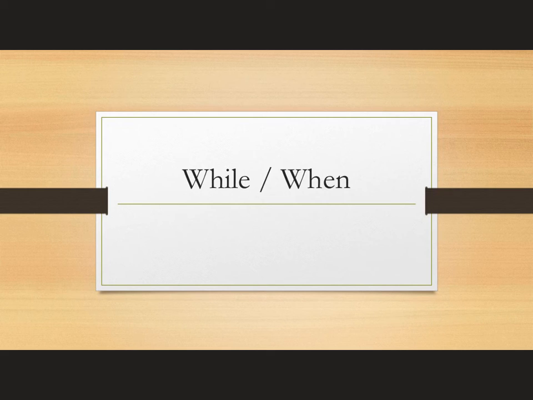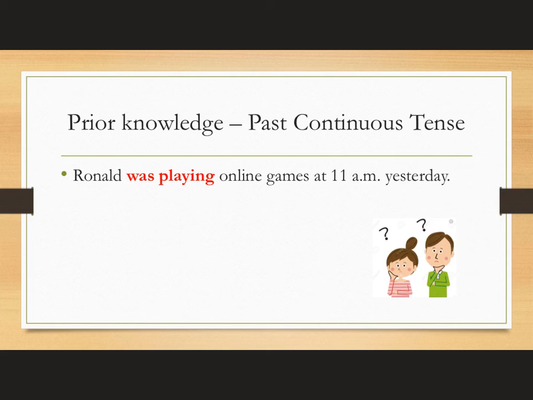Grammar: while or when. Prior knowledge: past continuous tense. Before you watch this video, make sure you have learned past continuous tense. Example: Ronald was playing online games at 11 a.m. yesterday. Make sure you know what past continuous tense is and when past continuous tense is used.